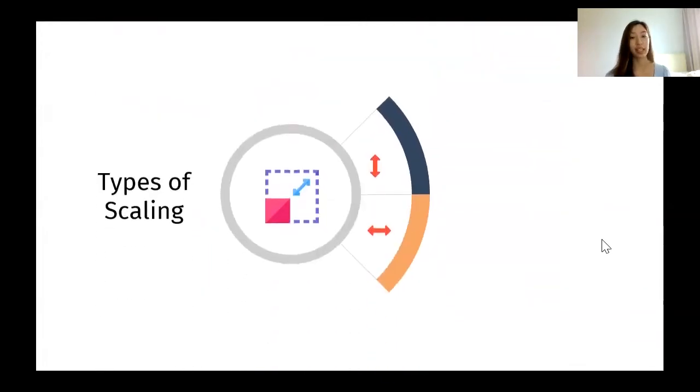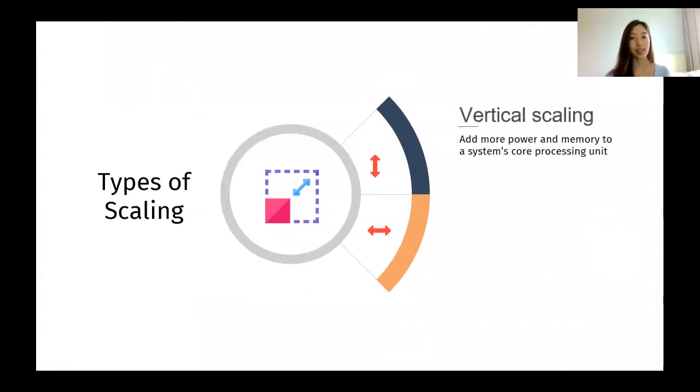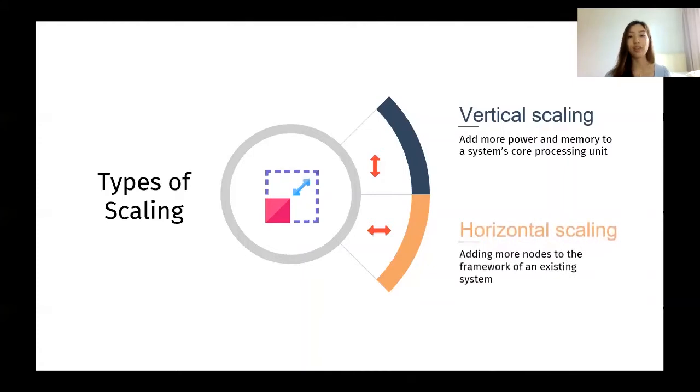So there are two types of scaling, vertical and horizontal. Vertical scaling entails the expansion of a network by adding more power and memory to a system's core processing unit. So this means upgrading the system's hardware to give it more processing power and memory. And then horizontal scaling involves the addition of more nodes to the framework of an existing system. So this means establishing clusters of servers that can handle an increased number of incoming transaction requests easily.